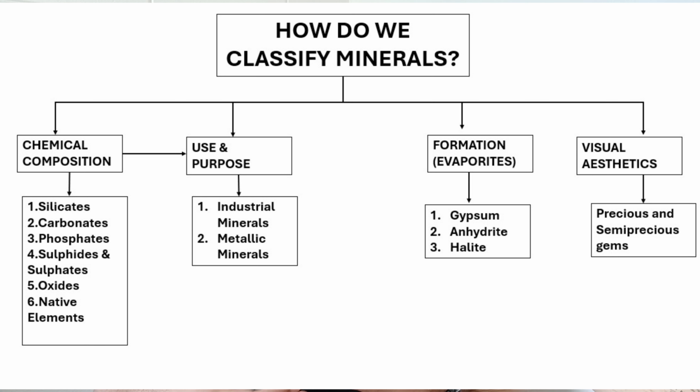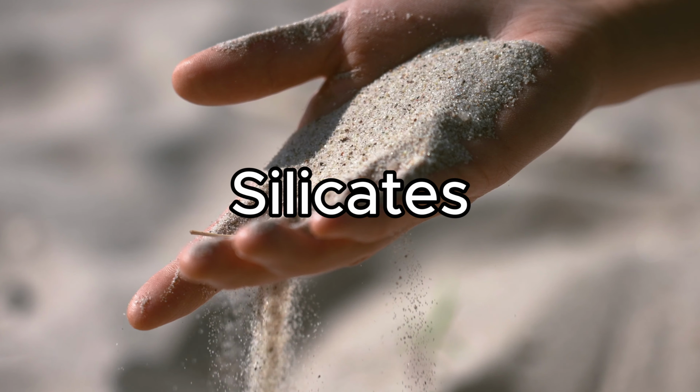So from a chemical standpoint, when we get down to it, there are silicates, carbonates, phosphates, sulfates, the oxides and native elements. From a use and purpose standpoint, there are metallic minerals and then there are industrial minerals. And the other major headings like formation and visual aesthetics have fewer subcategories. I will talk about the subcategories of all major groupings in the following segment.